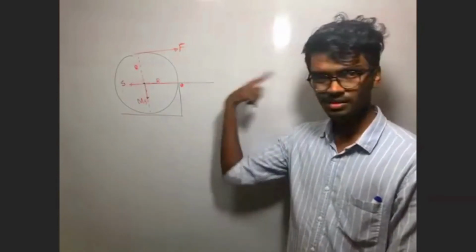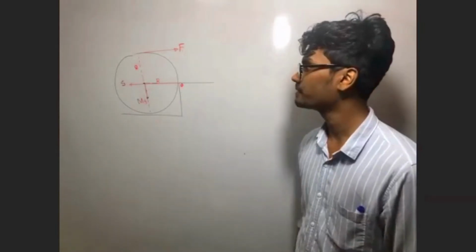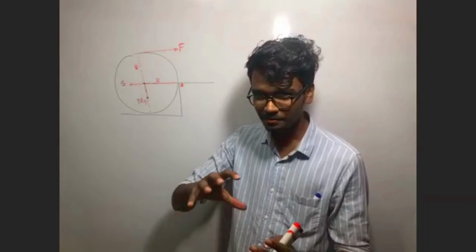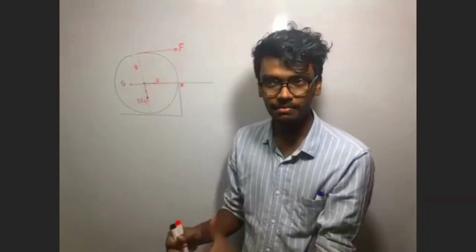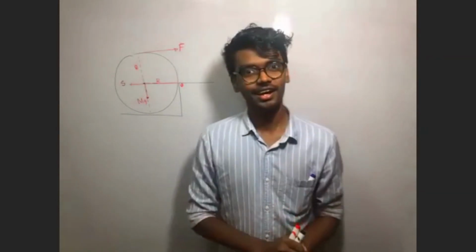Just find this F. Find this F, the minimum force. Minimum force is when it starts to break the equilibrium. The moment the equilibrium breaks.